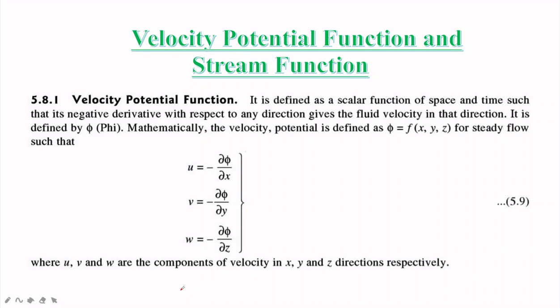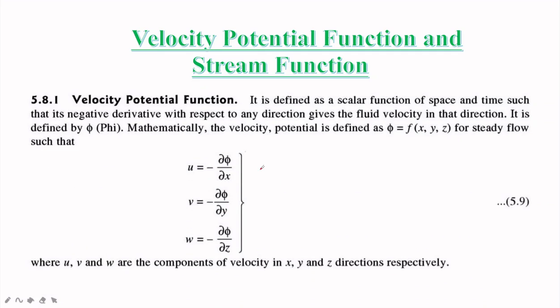So the velocity potential function is a scalar function of space and time. It depends upon the space and also on time, and its negative derivative with respect to any direction, that means with respect to the x direction, y direction, or z direction, gives the fluid velocity in that direction.